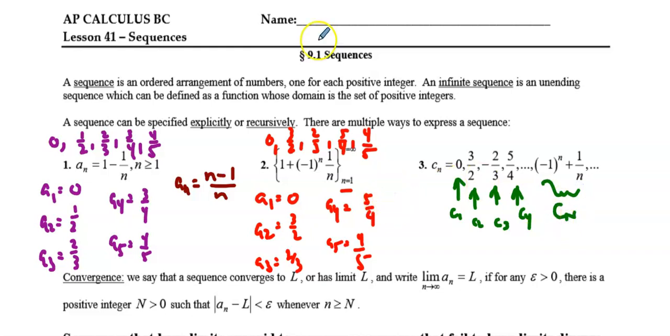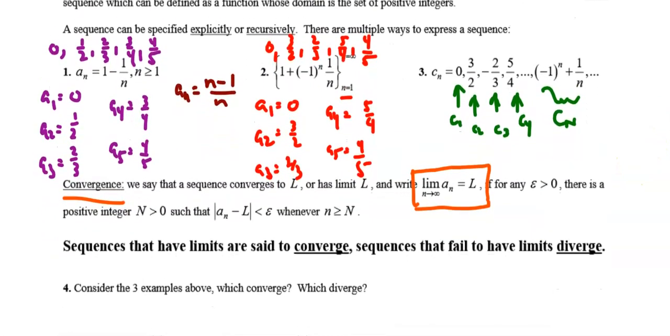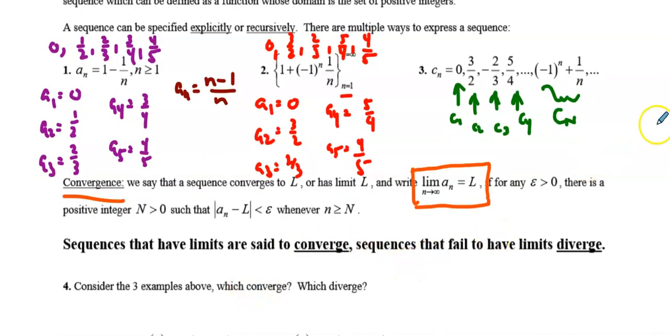So one thing that we want to talk about now is whether a sequence converges or not. So in order for you to understand if a sequence converges, it's one very simple process. Does the limit as n approaches infinity of the function actually exist? If it exists, then it will converge. If it doesn't exist, then it will diverge. So let's look at these 3 examples again, and this is what this part right here says. Consider the three examples above, which one converges and which one diverges.